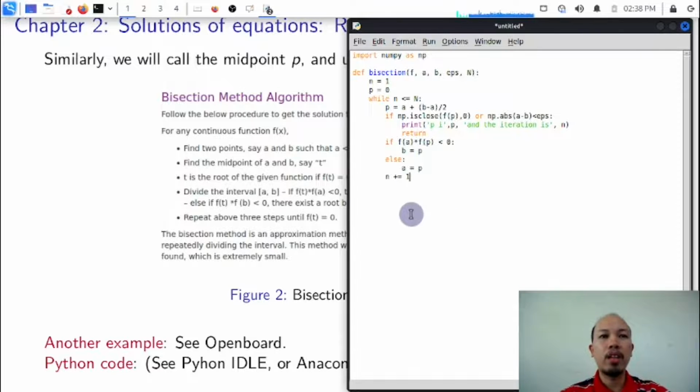This function here, n is equal to n plus 1, says that if n is equal to 1 and it will continue, then it will move to n is equal to 2, and if n is equal to 2, it will go to this code here, and then after that it will move again to n is equal to 3. This is what basically means by n plus equals 1.